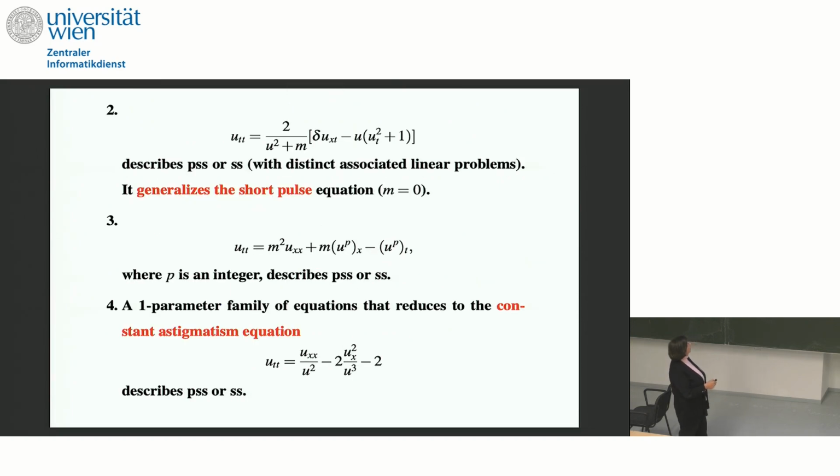Here we have this equation, and this one generalizes the short pulse equation. When m is equal to 0, this is equivalent to the short pulse equation. And this, another example, is the constant astigmatism equation that describes pseudo-spherical or spherical surfaces.